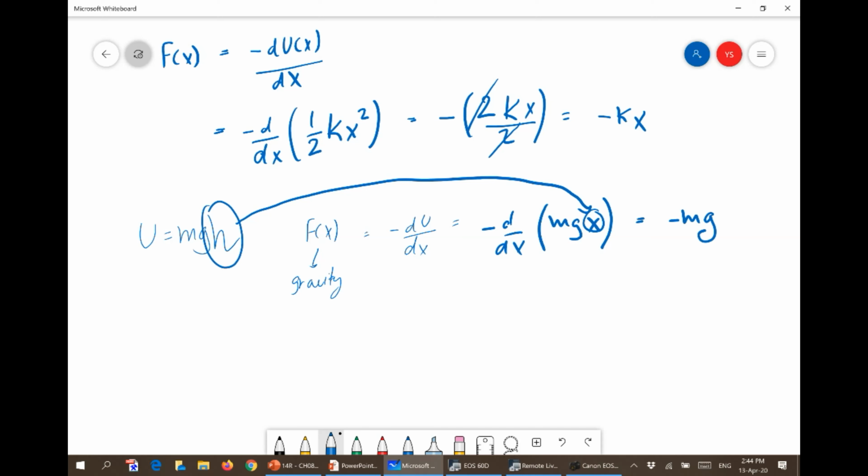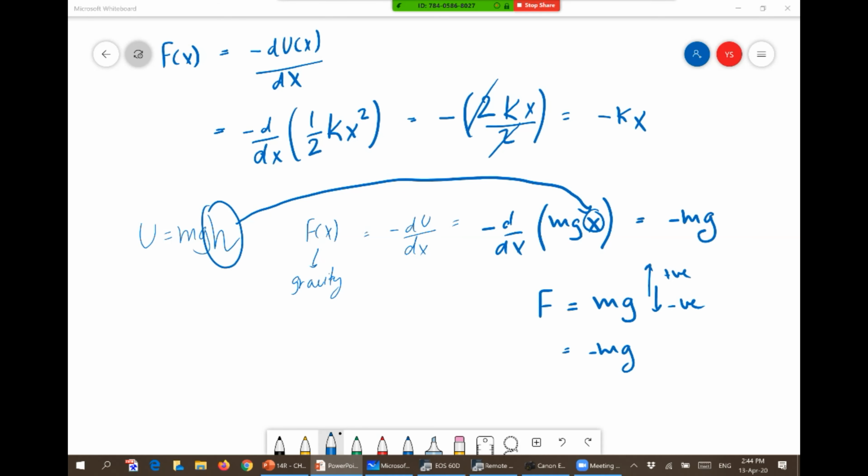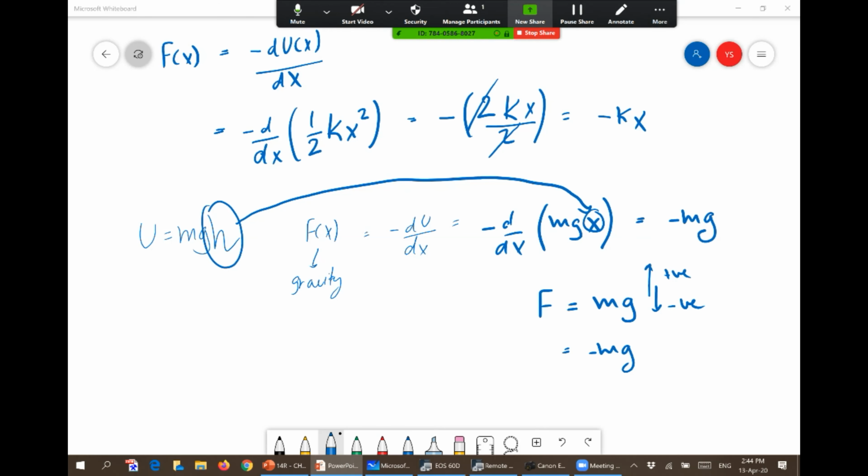And we know for something that is in free fall, F equals mg, and depending whether we say g is positive upwards or downwards, you can say it is minus mg. Okay, so far so good. Let's go back to our screen.